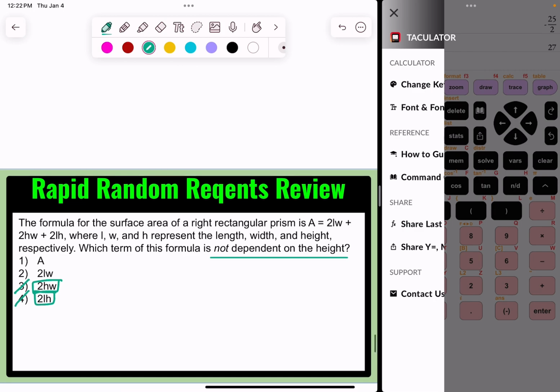This one seems like a good answer because there's no H here, but let's look at A. What does A represent? Well, A represents 2LW plus 2HW. Oh, look, right away I have an H there, no good. 2 is the only one that has no H present, so 2 is your answer.